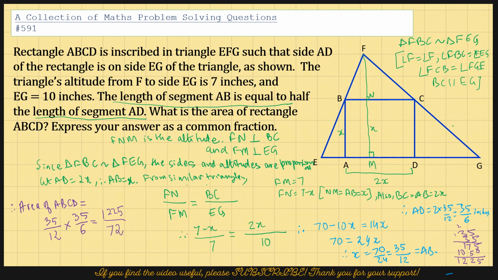So that's the area. So that's square inches. So the answer, what is the area of the rectangle? Your answer is 1225 out of 72 square inches.